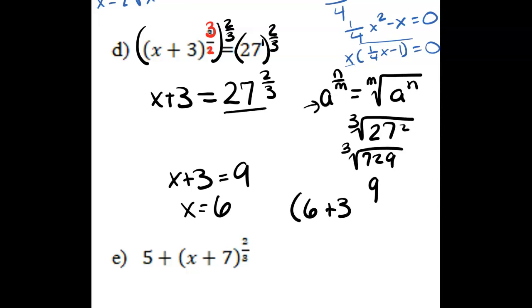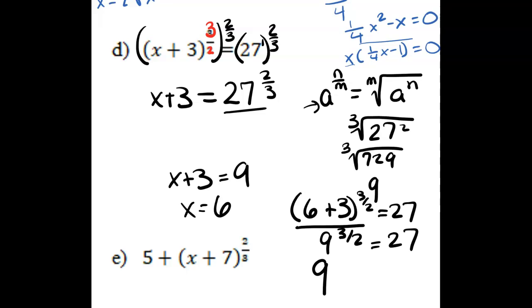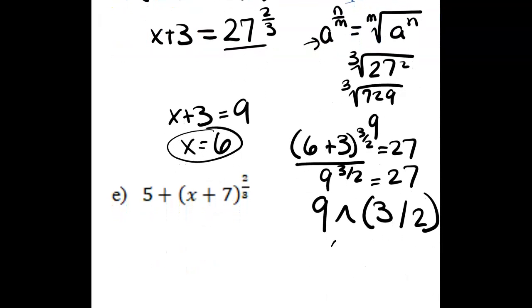So I got 6 plus 3 to the 3/2 is equal to 27. I simplify this. Should be 9 to the 3/2 equals 27. We type this into a calculator, so you would type 9 to the 3 divided by 2, close your parenthesis. And then you hit enter. You see if you get 27. If you do, then that x equals 6 is a solution. If it's not, then it is an extraneous solution, so go type it in. And yeah, it equals 27. Cool. It works. It checks out.